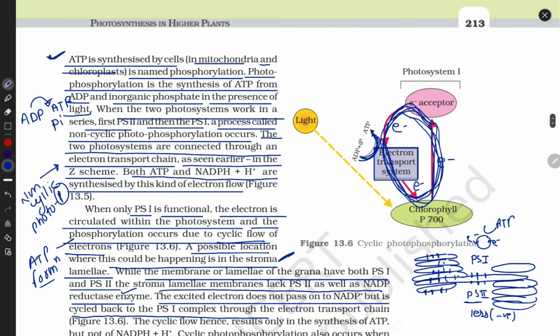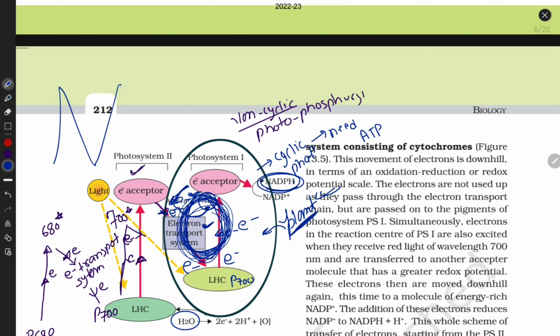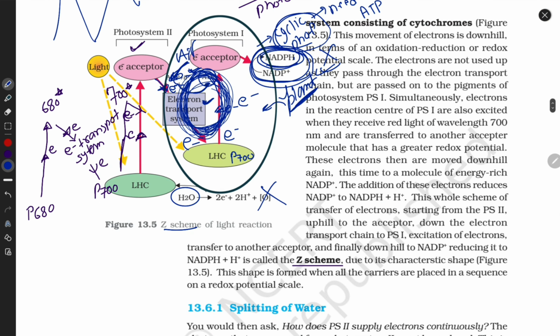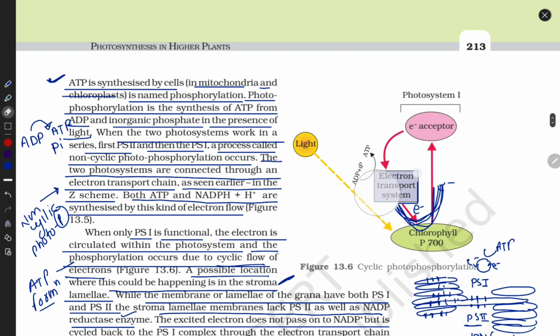They want to say that according to the non-cyclic scheme, here is the end product NADPH. Here, the end product of cyclic photophosphorylation is ATP formation. This step is absent, and this step is also absent. They want to say that. Here, look at here, guys. Look at here.